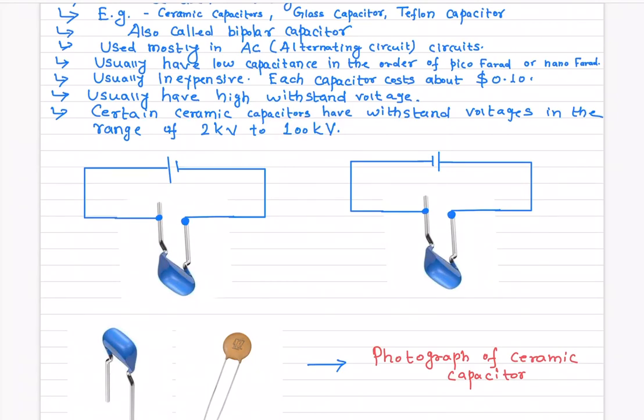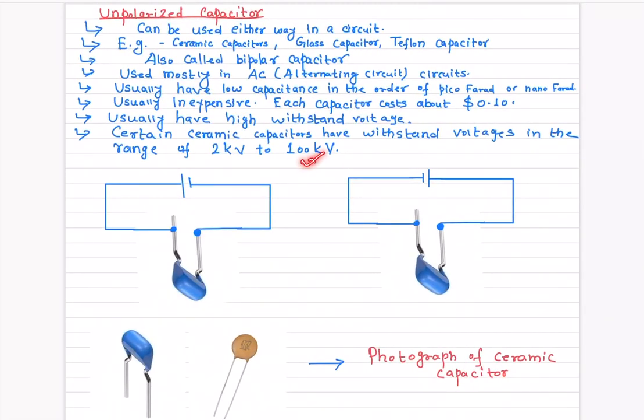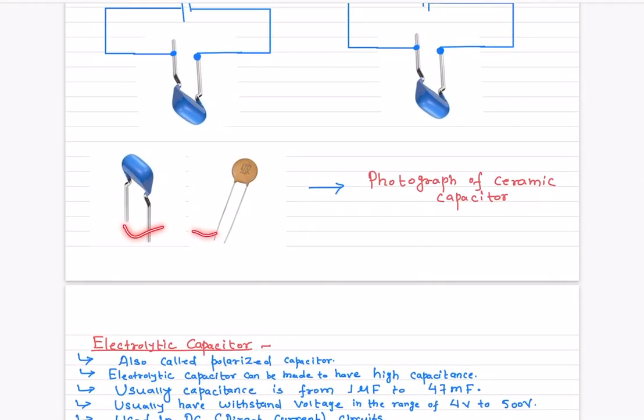If you look at the capacitors, you'll see the description of the capacitor is given by the capacitance and the working voltage. So the non-polarized capacitors are available which can stand up to 100 kilovolt. And here are the photographs of ceramic capacitors.